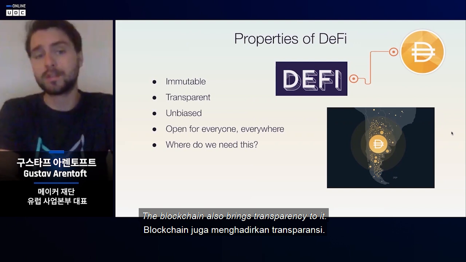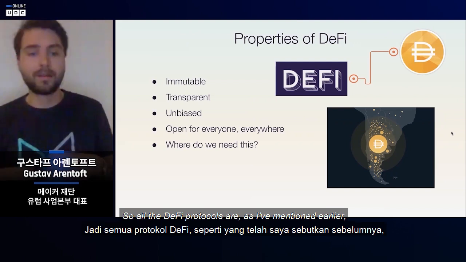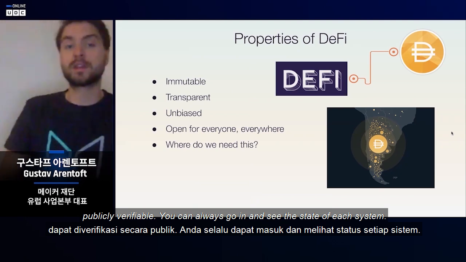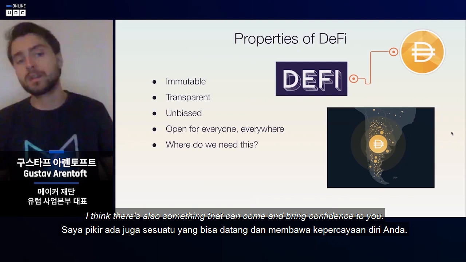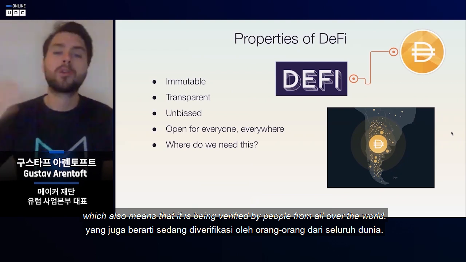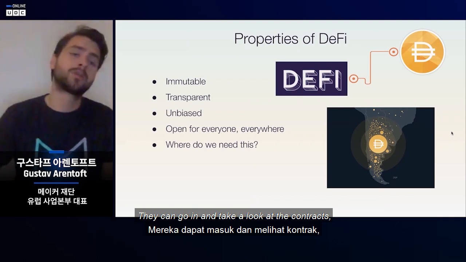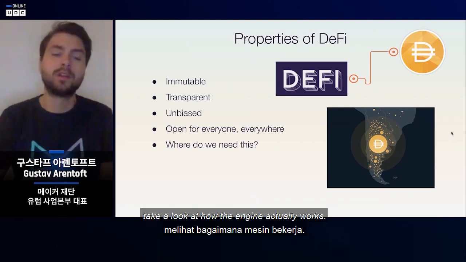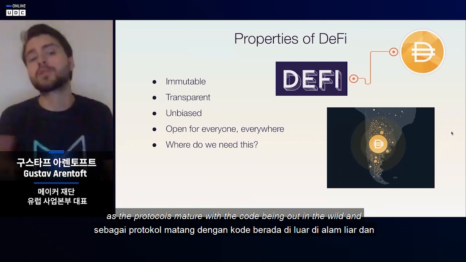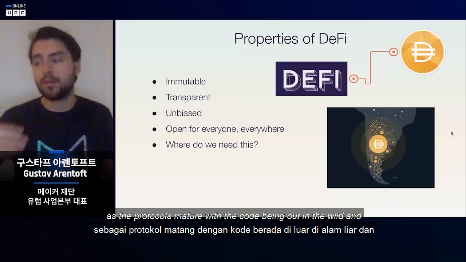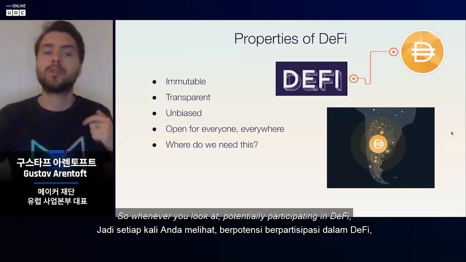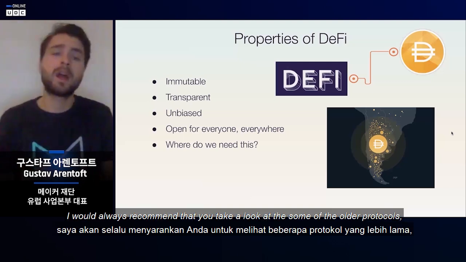The blockchain also brings transparency to it, right? All the DeFi protocols are, as I mentioned earlier, publicly verifiable. You can always go in and see the state of each system. And I think this is also something that can bring confidence to you. At the same time, all the code is open source, which also means that it is being verified by people from all over the world that can go in and take a look at the contracts, and how the engine actually works. This basically means that over time, as the protocols mature, with the code being out in the wild and more and more people having a chance to take a look at it, the resiliency also increases, right?